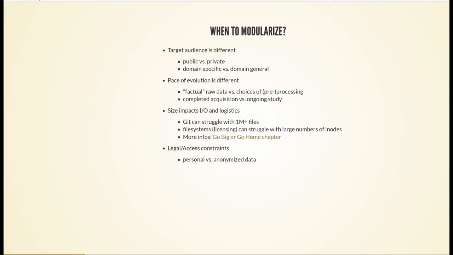It can be if the pace of evolution is different. So something that is, let's say, raw data, factual, will never change. That's useful to put in its own dataset, versus something where there still are loads of things to decide upon, choices of pre-processing. You may keep that in individual repositories. Then I already mentioned it, the scalability considerations. So if you have a file system, if you have a Git repository, if you have huge amounts of files, then creating individual datasets saves you from breaking or from slow operations.